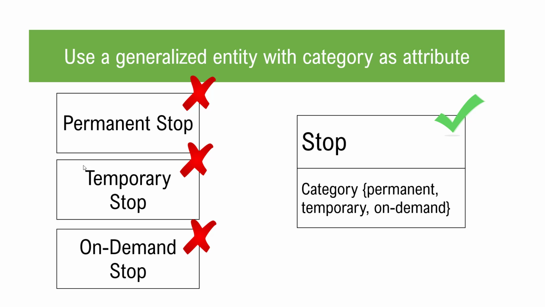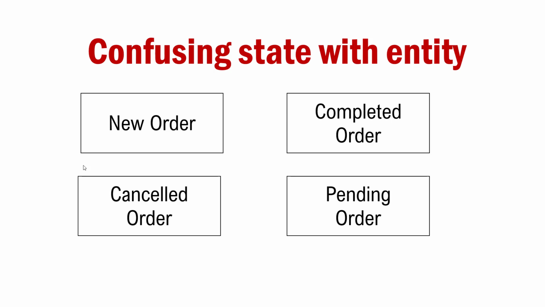So my entity would be stop, and different instances of this entity may have different value in their attribute category. Some would be permanent, some temporary, and some on demand. But if all the other characteristics of stops are the same, it's just category that is different, we can consider them the same entity. And our attributes are designated specifically for this purpose, to distinguish one entity from another by their characteristics. Moving along, confusing state with entity is another interesting example.